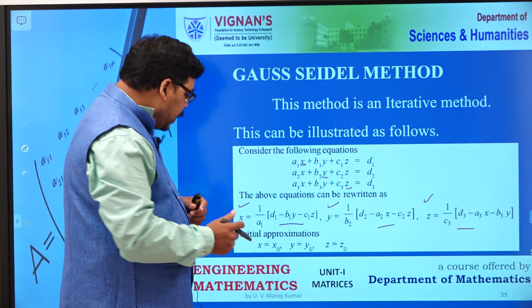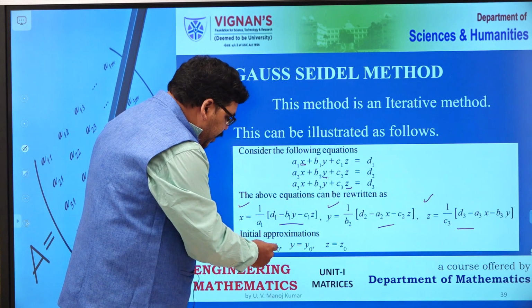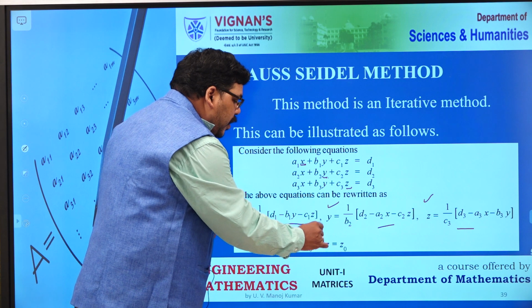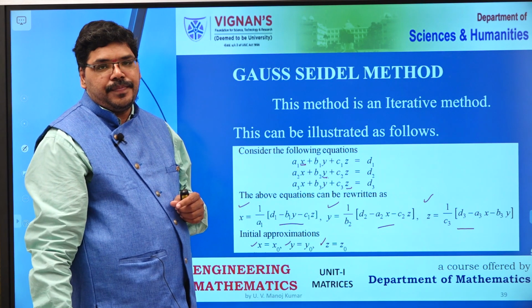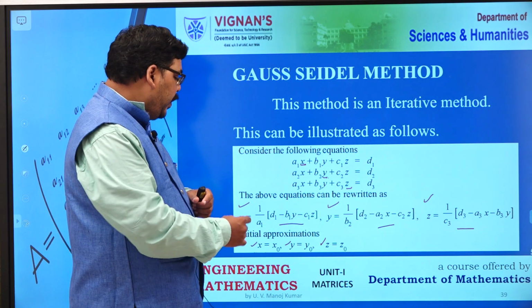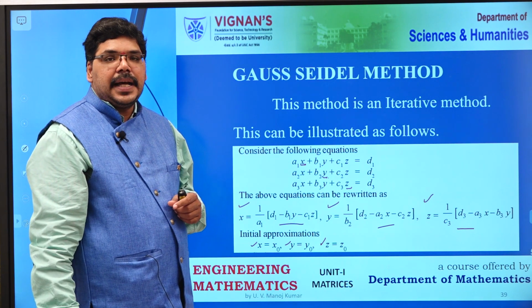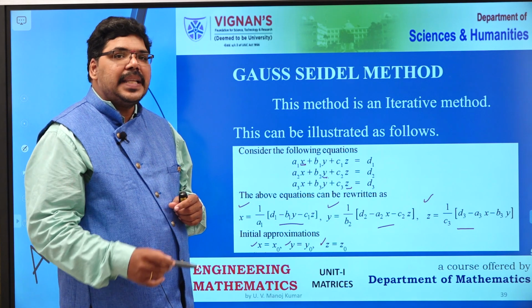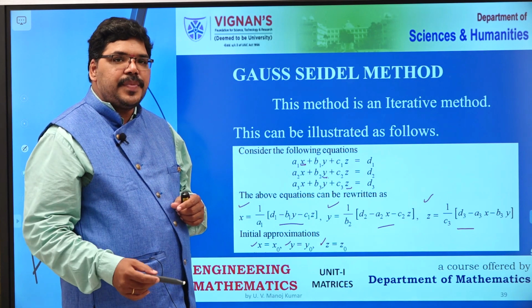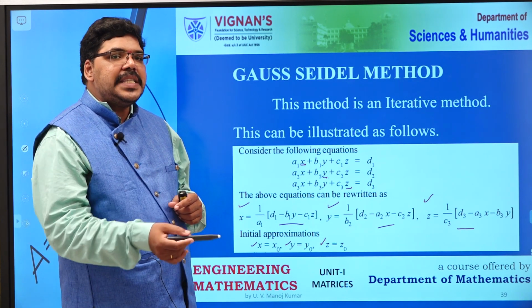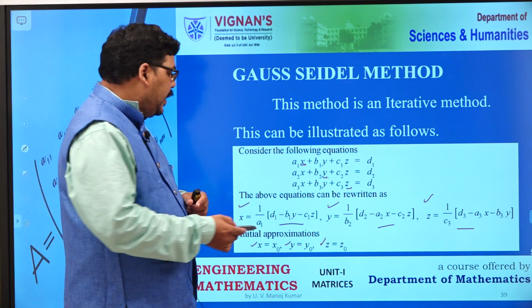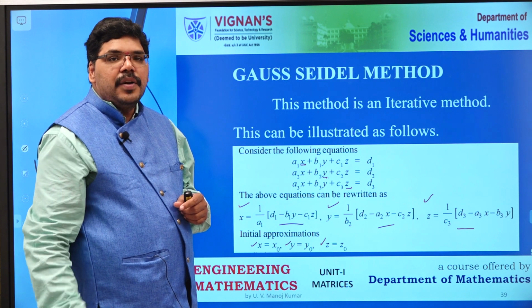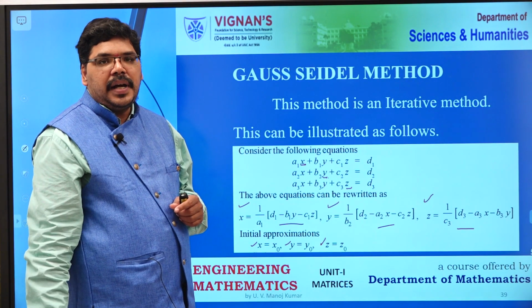So see here, we will take an initial approximation x equals x naught, y equals y naught, z equals z naught. So we take these values of x, y, z as initial approximations. After taking them as initial approximations, we substitute these values of x, y, z in the iterative formulae here so that we can get further approximate values of x, y, z.